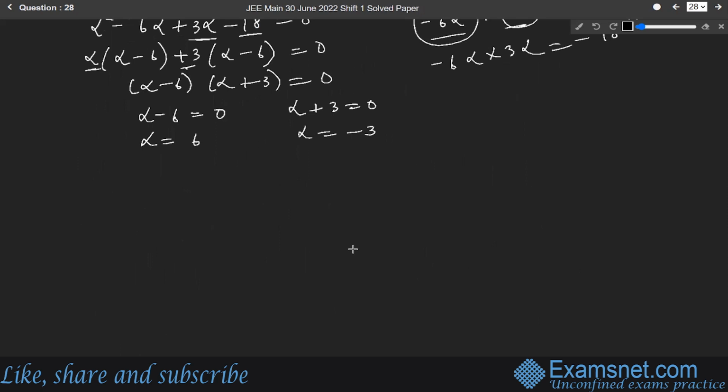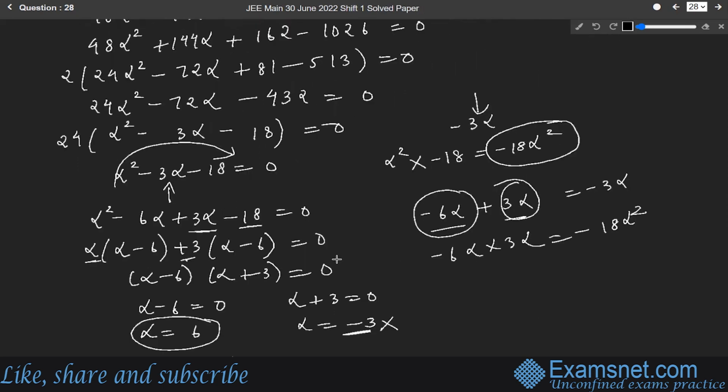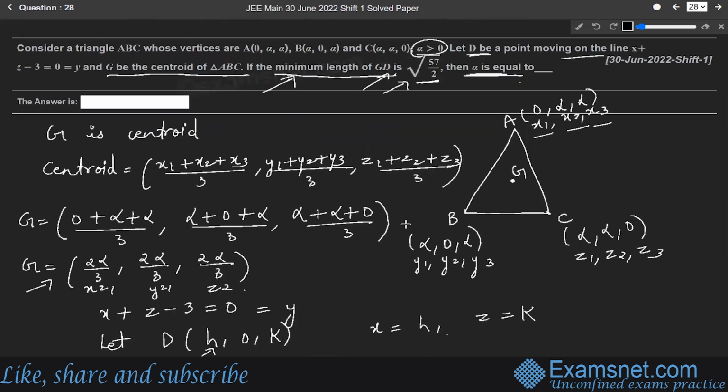It means that we have to accept only the value which is greater than 0. According to this condition, the value which is acceptable is alpha equal to 6. Because alpha equal to minus 3 is not greater than 0, right? So it is not acceptable. Possible value of alpha is only plus 6. So we can say that for this question, the correct answer is 6. I hope you are clear with this question. And the correct answer is 6 here.